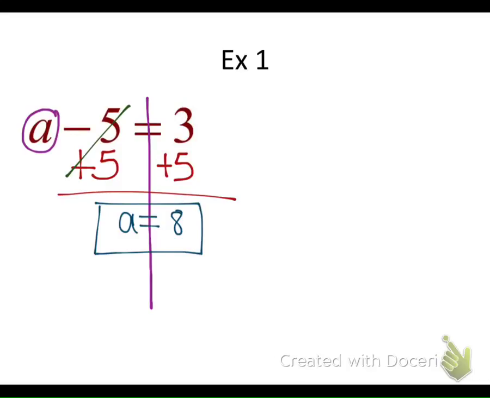Now, if I plug in 8 for a, you don't have to write this part here. So what I'm writing now in purple, you do not have to write. So we said a equals 8. So I'm going to plug in 8 minus 5 equals 3. Is this statement true? 8 minus 5, does it in fact equal 3? Yeah, so then we know our answer's right.